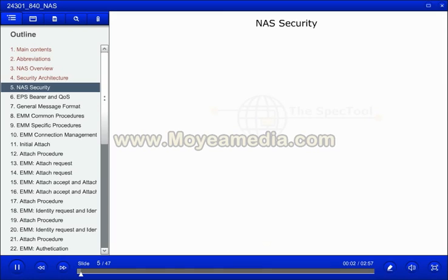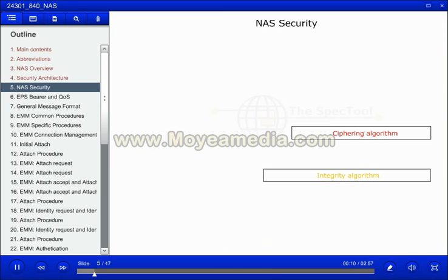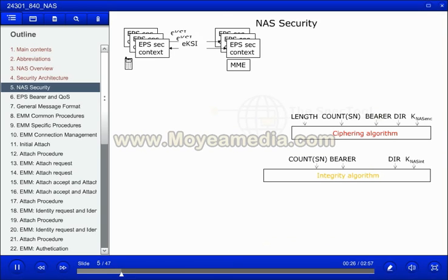The NAS layer is, as mentioned, responsible for authentication and security. The security handles both ciphering and integrity protection of the signaling traffic. The security parameters for authentication, ciphering, and integrity protection are tied together in an EPS security context identified by eKSI. These parameters are used as input into the ciphering and integrity protection algorithms.